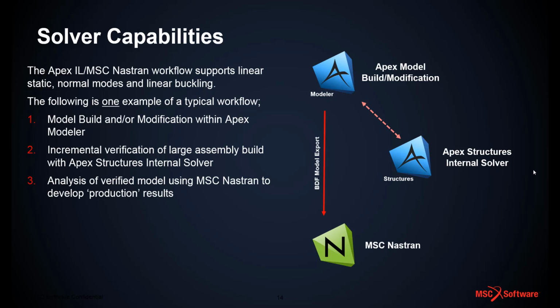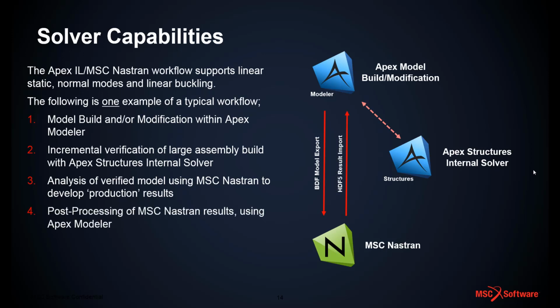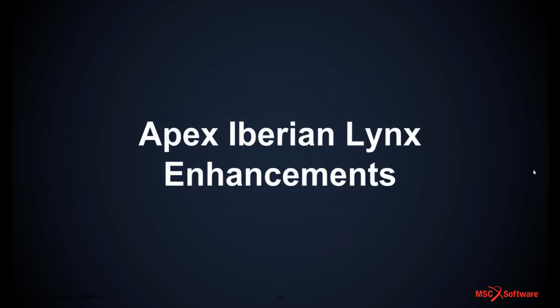So once we've got the verified model, we can export to MSC Nastran to develop what we're calling our production level results, where we may have a legacy or a certification requirement to use MSC Nastran. So we'd simply export the bulk data file, model export, solve externally, and then read those results back into the Apex modeler environment for result exploration and post-processing. So that said, those are a number of workflow examples for a typical aerospace environment.